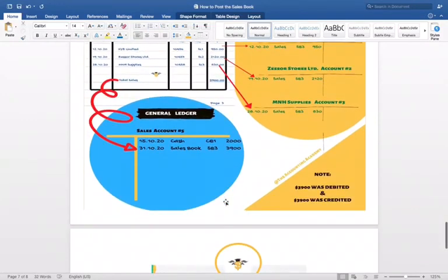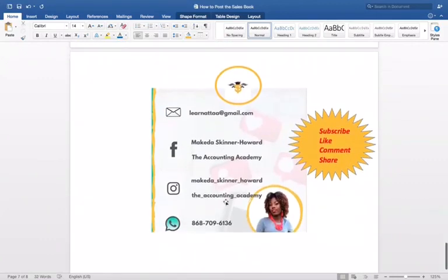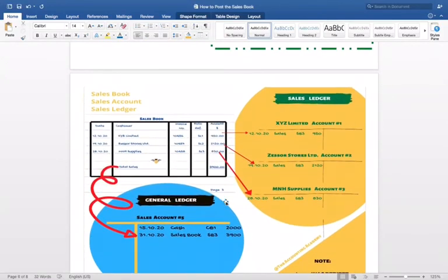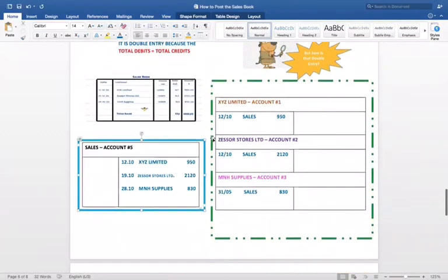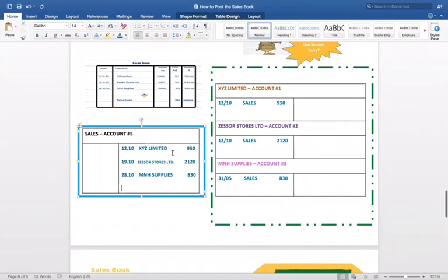So look at the video again. Make sure you understand what I said when it comes to reducing the amount of entries that you make. Instead of posting 200 entries, you can post 101 entries. In real life, that's going to come in very handy. If you have tons of entries to make, you do not want to be doing a whole lot of debits and a whole lot of credits. You can make one credit because all of these entries have to be credited to the same place. You see, sales account number 5, XYZ is there, Zesta Store is there, M&H is there.